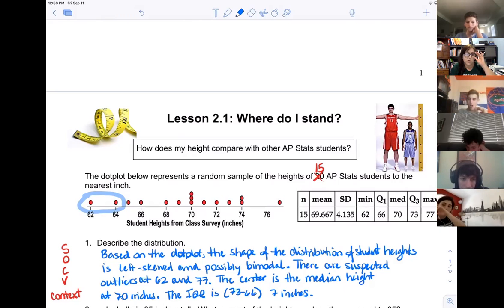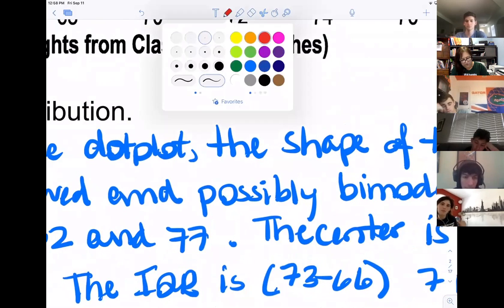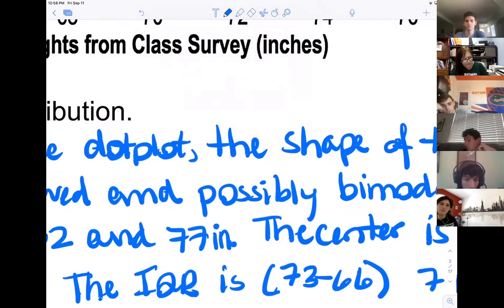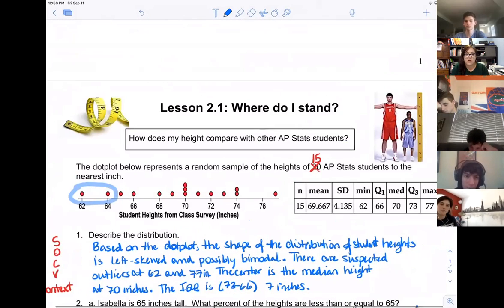What I'm more concerned about on this question though is that you make sure to do it in context. So based on the dot plot, the shape of the distribution of student heights, so notice the context there, student heights, is whatever you wrote down. There are suspected outliers at 62 and 77, and my fault, because that should have units in there. So let me see if I can scoot that over just a teeny bit and then say inches. So helping it be more in context. And then the center is the median height at 70 inches. So that's our SOC.